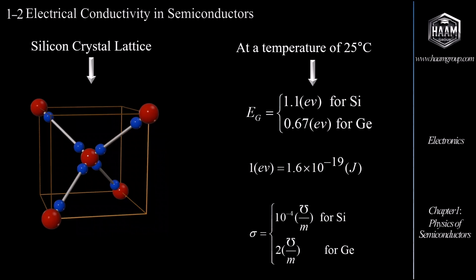Silicon has a conductivity on the order of 10 to the power of minus 4 Siemens per meter. Germanium has a conductivity of about 2 Siemens per meter. Conductors, such as copper, have conductivities on the order of 10 to the power of 7 Siemens per meter.